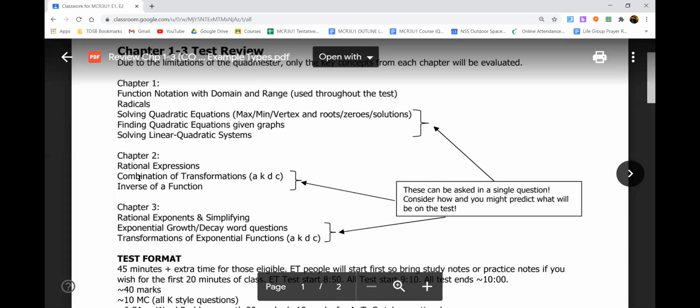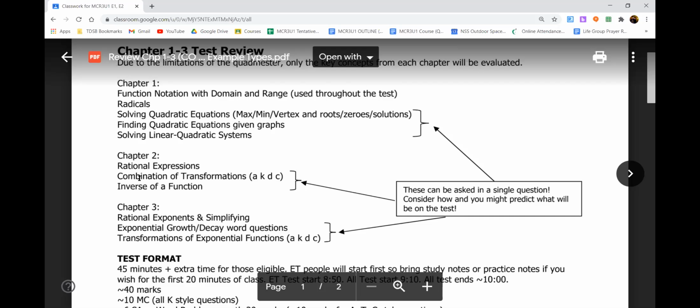If you notice in chapter 2, a majority of this was AKDC. Yes, we did an inverse function. In the very beginning of the year, we did rational expressions. So putting rational expressions aside for now, most of chapter 2 is going to be a transformation question, and then a little tiny piece on inverse.